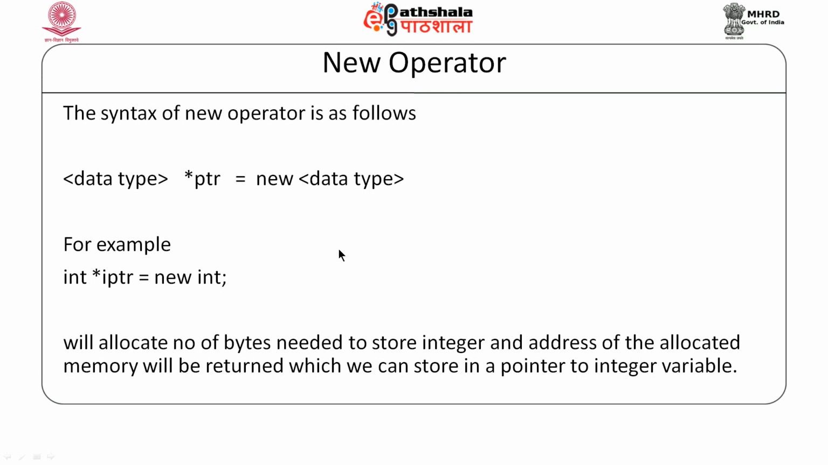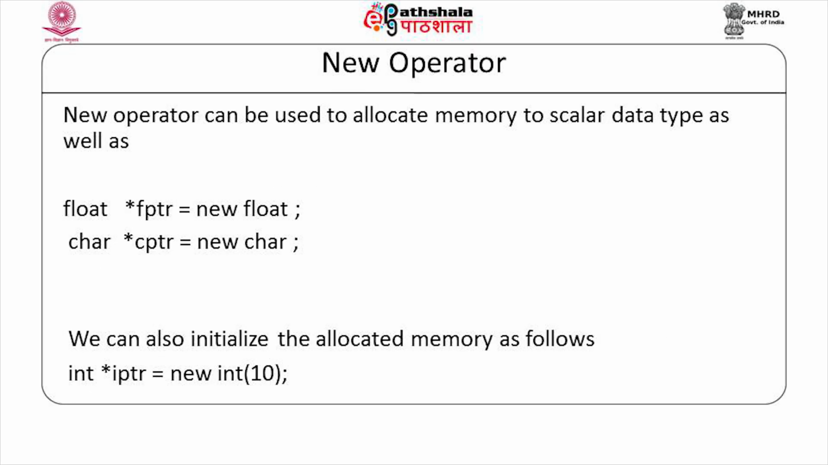Suppose I want to get a memory allocated for storing an integer, I can say new int, and the address returned can be stored in a pointer to integer variable. So, this will allocate the number of bytes needed for storing an integer. Here we do not need to use the sizeof operator that you would use in C, and neither do we require the casting. If we want to get memory allocated for float or character, we can get it allocated like this.